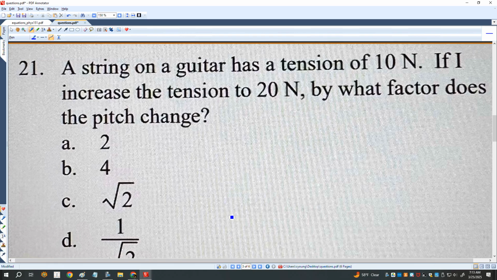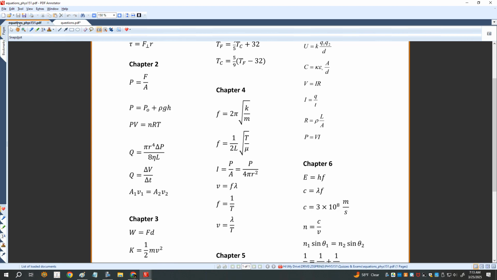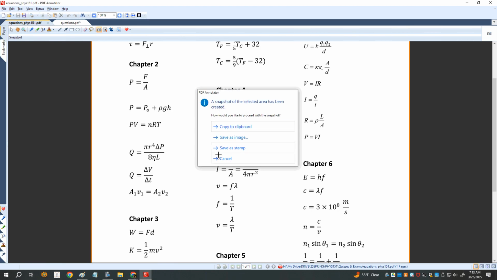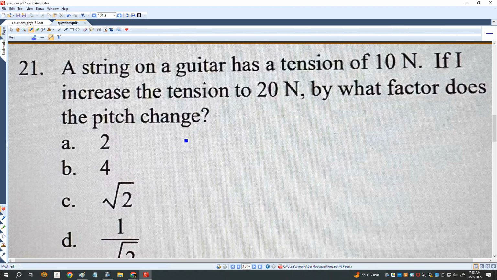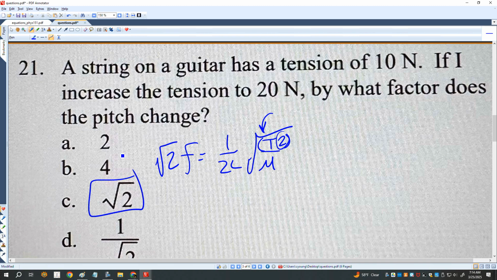A string on a guitar has a tension of 10 newtons. If I increase the tension to 20 newtons, by what factor does the pitch change? So I want to look at the equation for that string on a guitar. It's f equals 1 over 2L square root of T over mu. If I increase the tension by a factor of 2, that is, I have a factor of 2 underneath there. In order to keep this equation balanced, I have to have a square root of 2. The reason it's square root of 2 is because this 2 is underneath this square root. So the answer is C for 21.